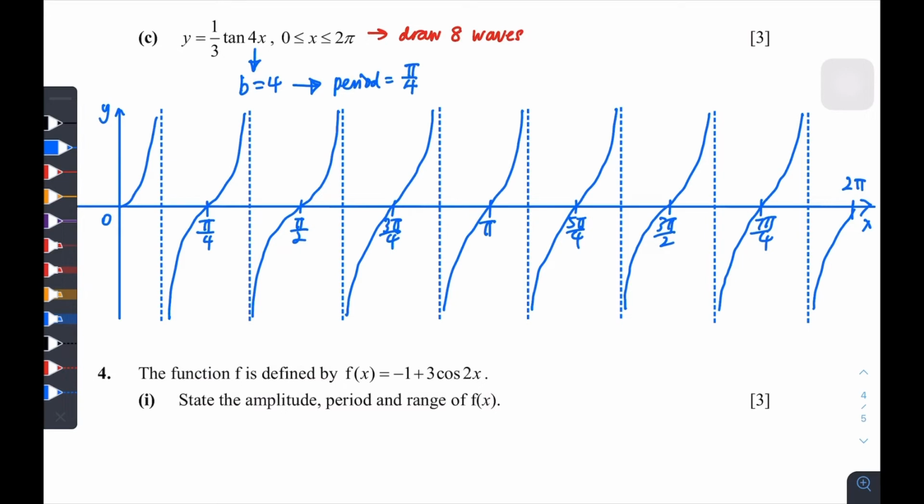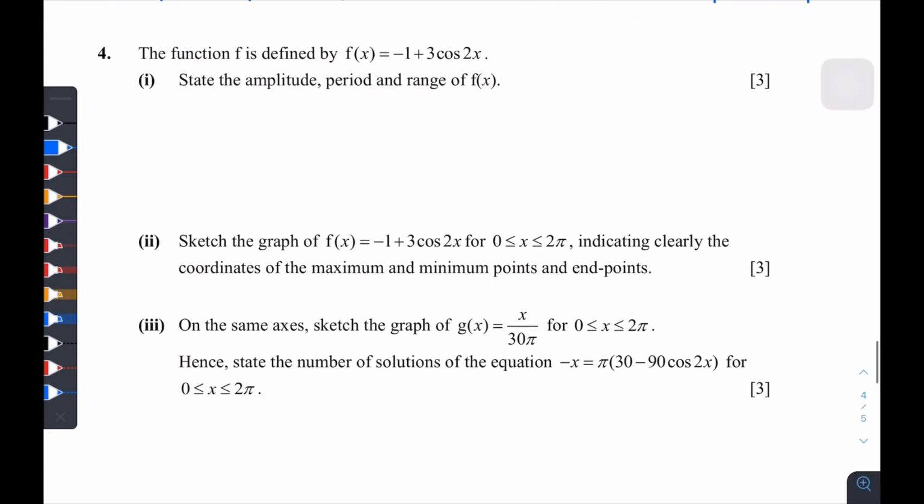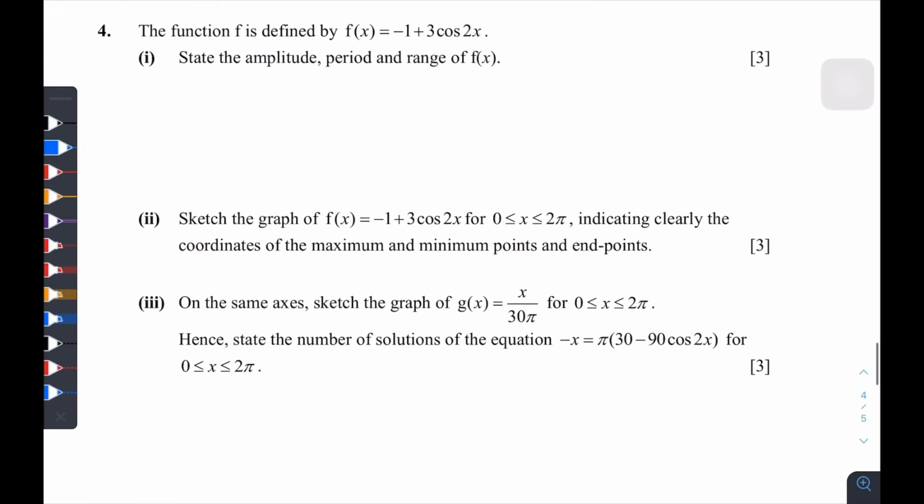Okay, next, question 4. The function is defined by this. Oh, before this, I have a short, well, actually it doesn't matter. Okay, so actually there's no issue with this question. Okay, we go on with number 4. So the function f is defined by this. State the amplitude, period, and range of f(x).